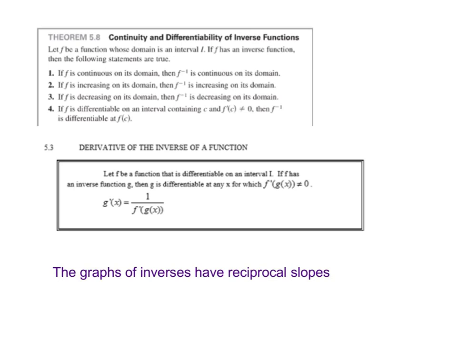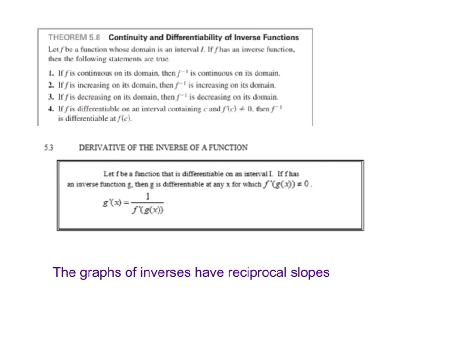So Theorem 5.8 says continuity and differentiability of inverse functions. Let f be a function whose domain is in the interval I. If f has an inverse function, the following statements are true. If f is continuous on its domain, then f inverse is continuous in its domain. If f is increasing on its domain, then f inverse is increasing on its domain. If f is decreasing, then f inverse is also decreasing. And if f is differentiable on an interval containing c and f prime of c does not equal 0, then f inverse is differentiable at f of c, sorry.